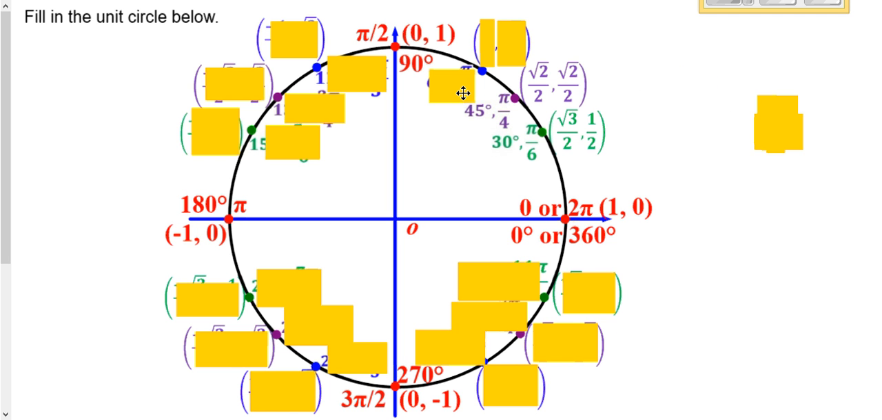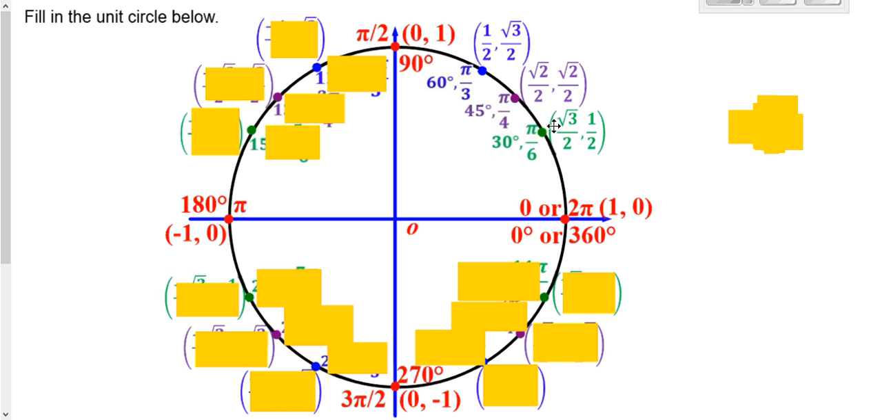Going up to the blue one here, the next angle up that's common is 60 degrees. That's also pi over 3. There's a cosine for your x of 60 degrees. You're supposed to have memorized cosine of 60 is 1/2. Then we also have the sine of 60, which is root 3 over 2. If we know the first quadrant here, everything else is pretty easy.